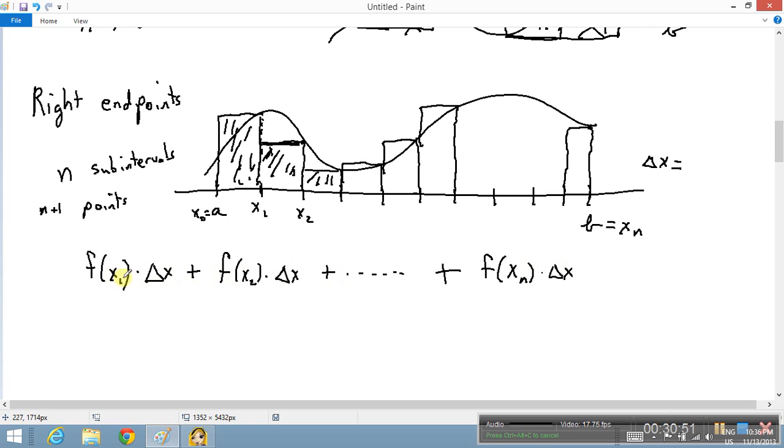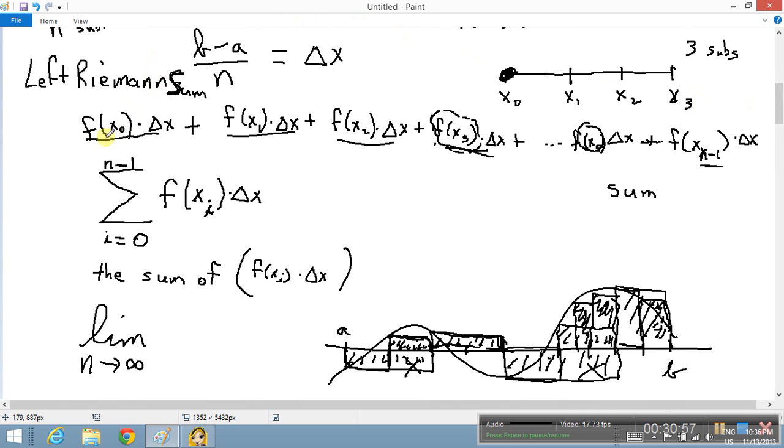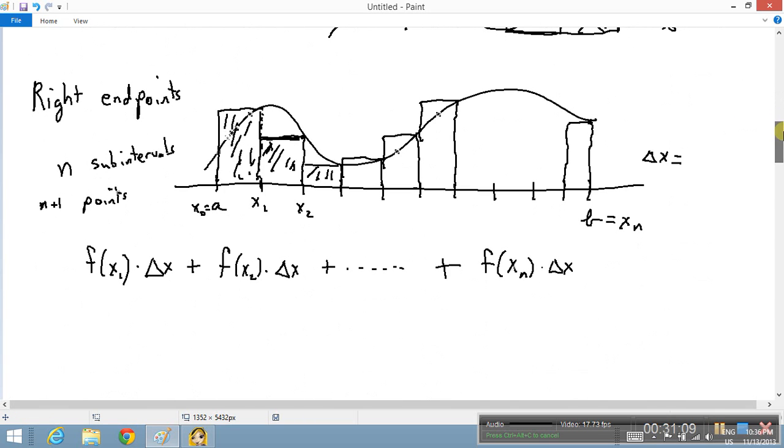Notice the difference between this sum and the left endpoint sum. It's almost the same thing. The left endpoint sum starts with the first y value at x sub 0 and ends with the last y value at x sub n minus 1. But everything else is multiplied by delta x. Everything's multiplied by delta x and then added up. Here we start with x sub 1 instead of x sub 0 and go all the way out to x sub n. And this is your sum.